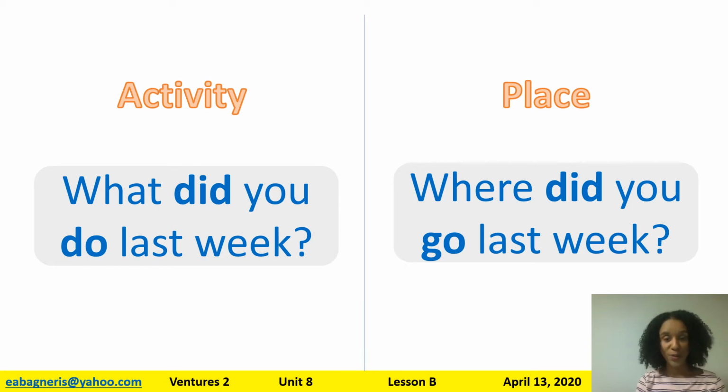The other questions we have been focusing on in this unit are where questions. Where questions are talking about a place, a location, okay? So the example I have here is, where did you go last week? When we see the word go, many times it is a where question, okay? Where did you go? So when you see do, many times it's a what question. And when you see where, many times it goes with go, okay? Where did you go last week?